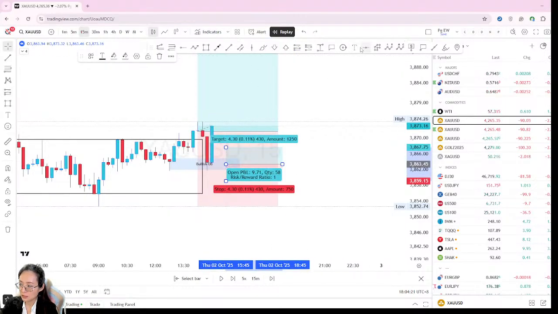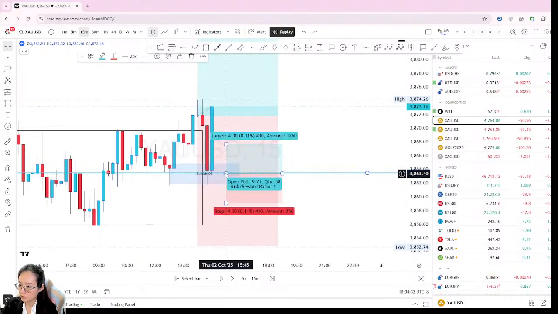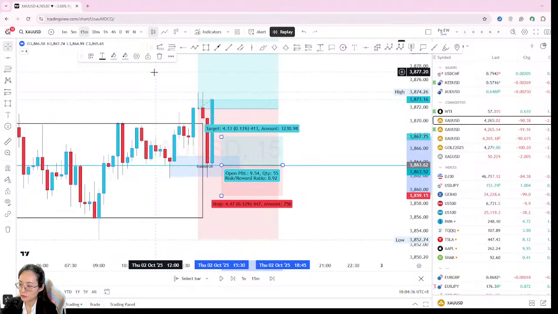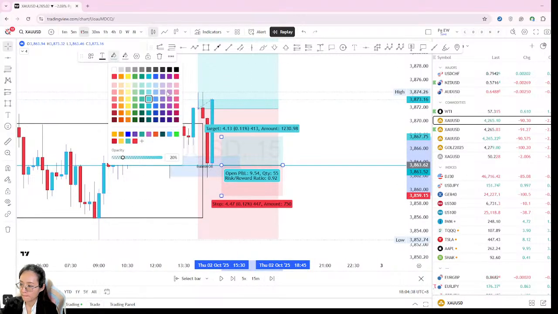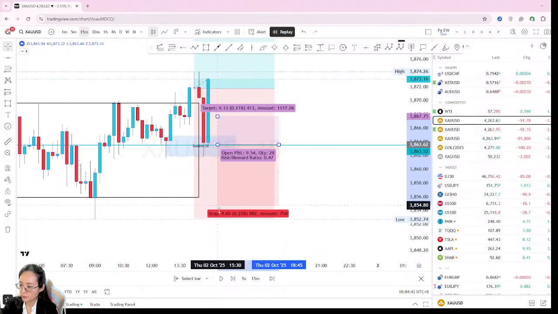Why do I get this level? This is the support level. Here is resistance, rejection, right? Support level. So I put my entry here. So this was another of my sell entries. I'm going to change the color. And then I put my stop loss.